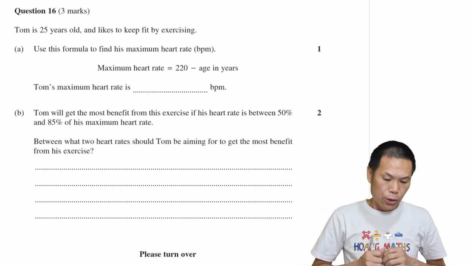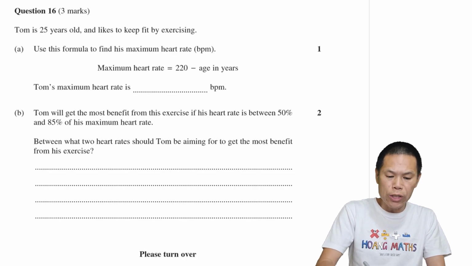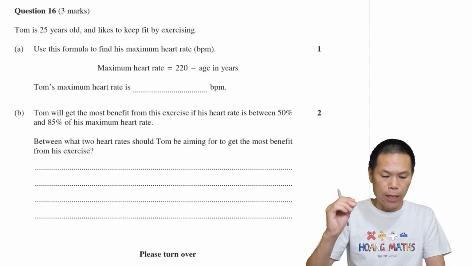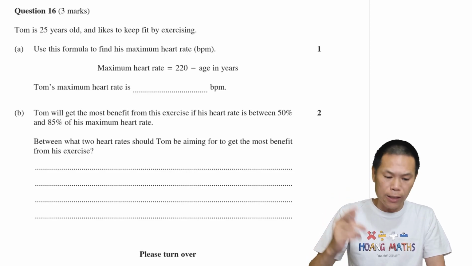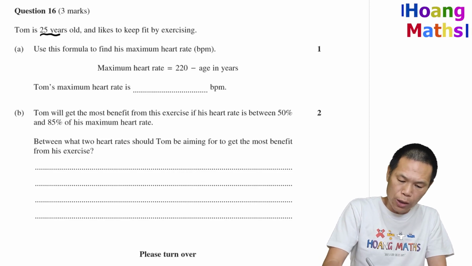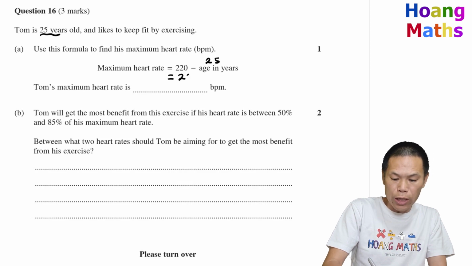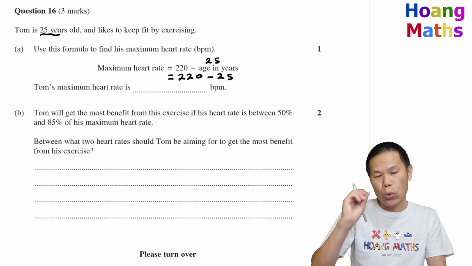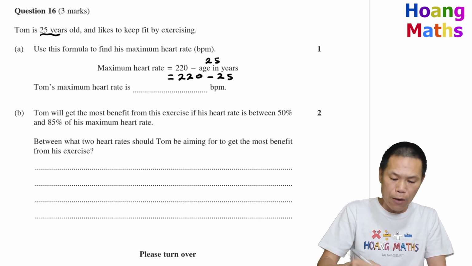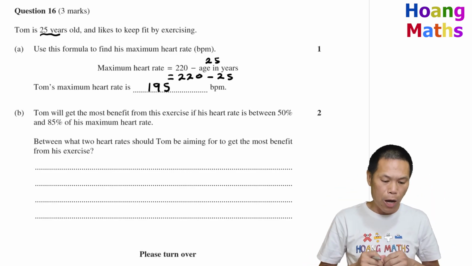Question 16. To work out the maximum heart rate, the formula is 220 minus age in years. To work out Tom's maximum heart rate, we know that Tom is 25 years of age, so the maximum heart rate is 220 minus 25. 220 minus 20 is 200, and minus another 5 is 195. So the answer is 195 beats per minute. Okay, keep that in mind.